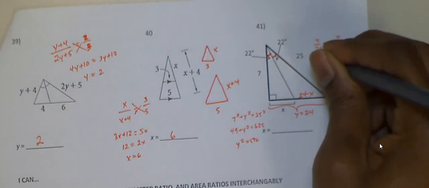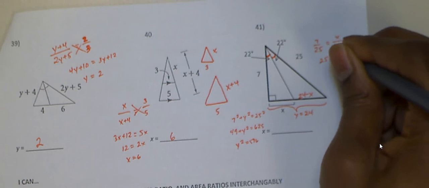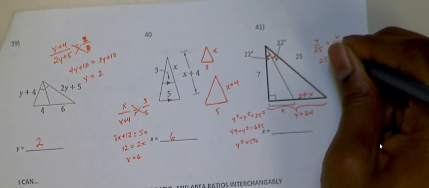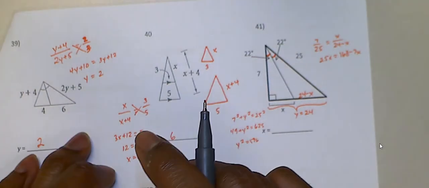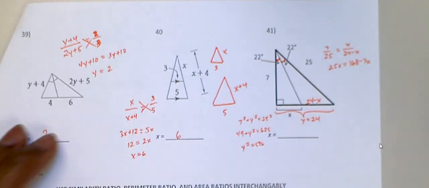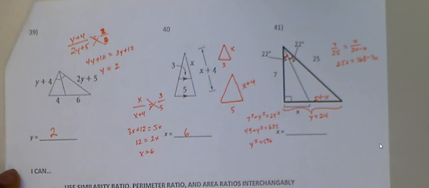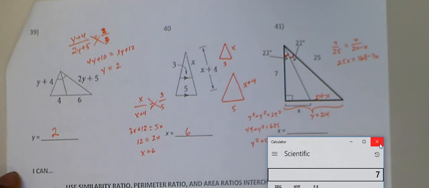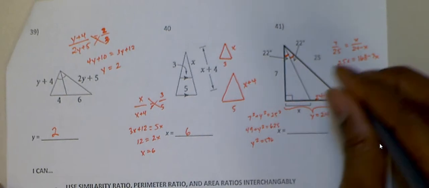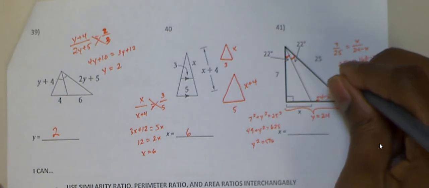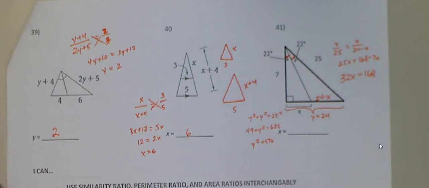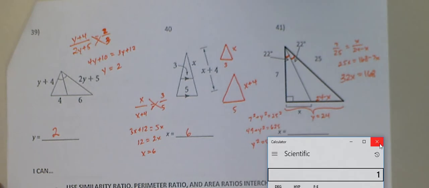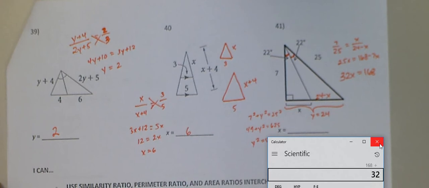Cross multiply, 25x equals 7 times 24, 168 minus 7x. Make sure I did that right. 7 times 24. There we go. Alright, so we add 7x to both sides. 32x equals 168. 168 divided by 32 is 5.25.